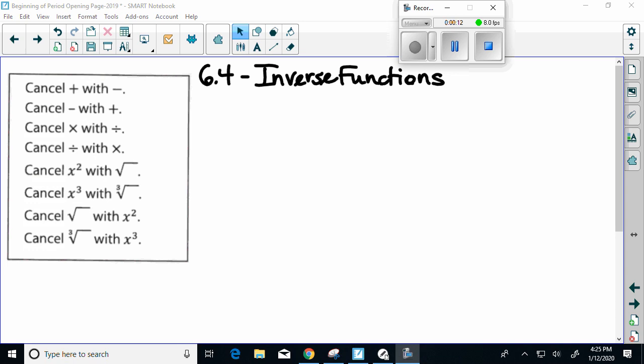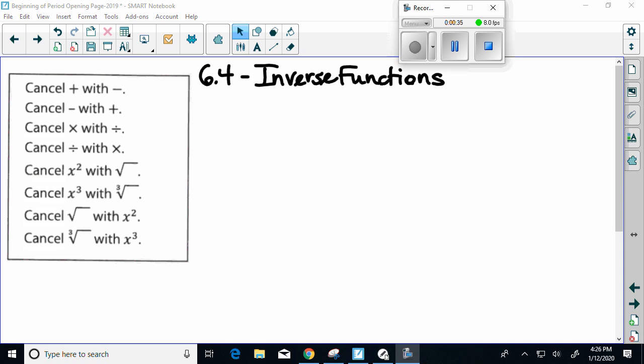I am audio recording the following lesson on section 6.4, which is inverse functions. For this, we are going to learn how to write an inverse function, how to determine whether the inverse is a function based off of a graph, and finally, how to verify if two equations are inverses of each other. Again, this aligns with section 6.4 in your notes packet.